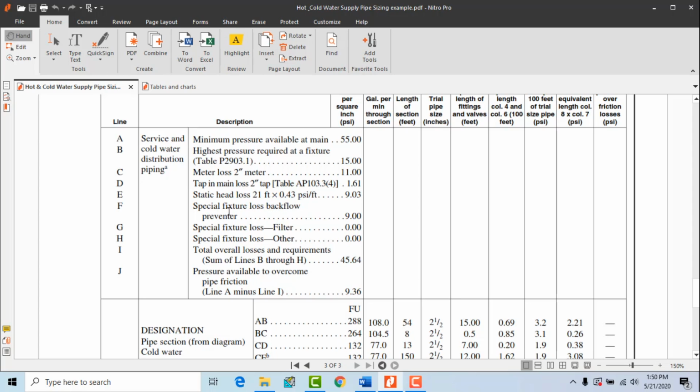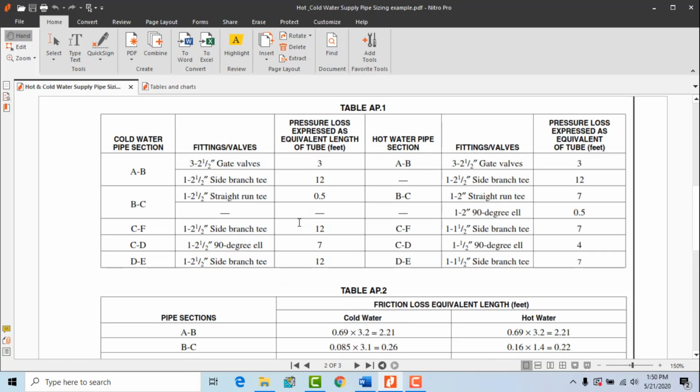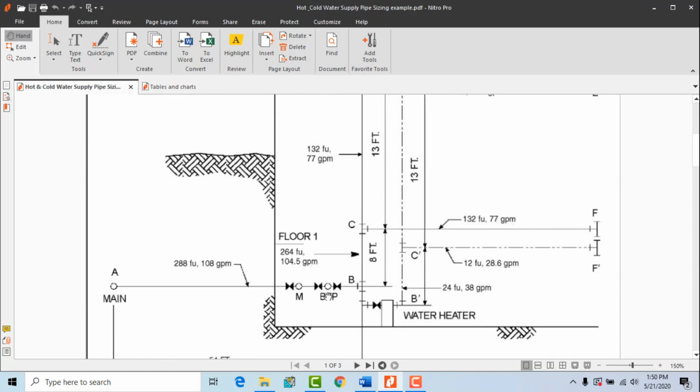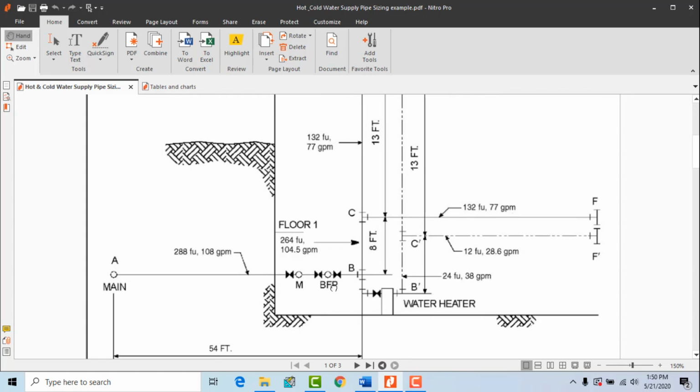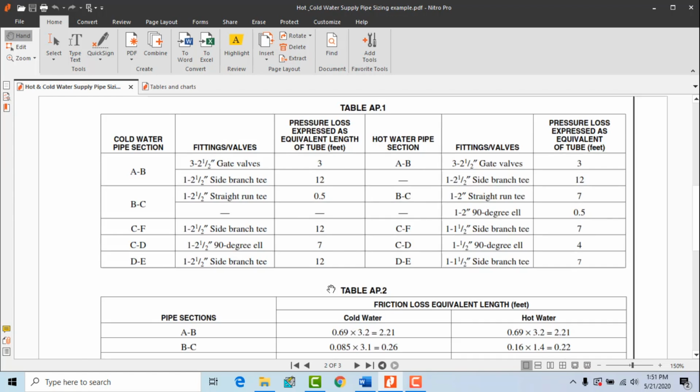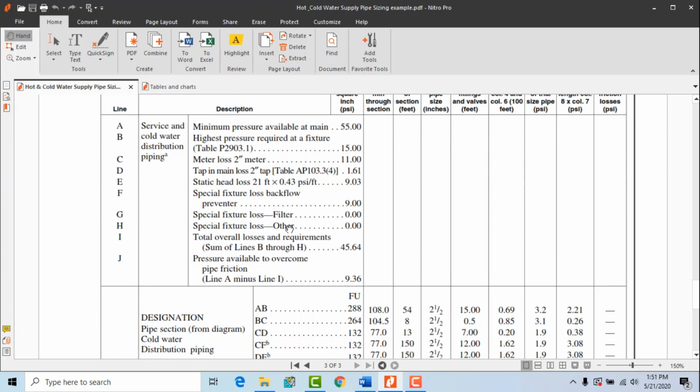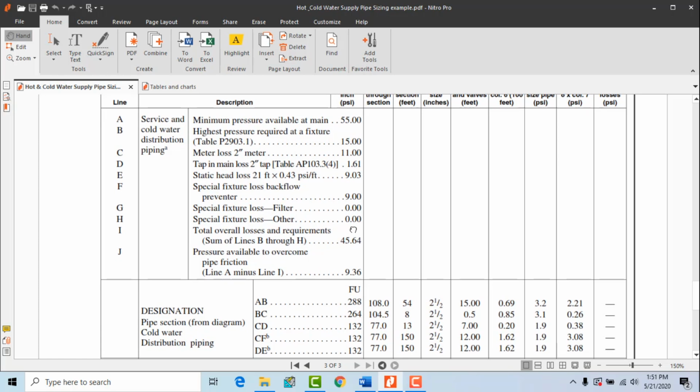And then we have special fixture losses like the backflow preventer. You can see in the drawing we have one backflow preventer, and this is a 3-inch backflow preventer. We need to get the pressure loss or friction loss value for the backflow preventer from the supplier. We got this value from the supplier, that is 9 psi. And if you have any other special fixture loss, like a filter or water softener or anything, you need to mention these losses here.